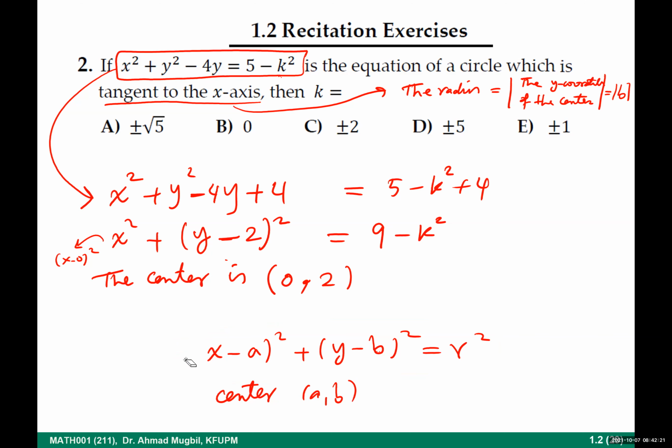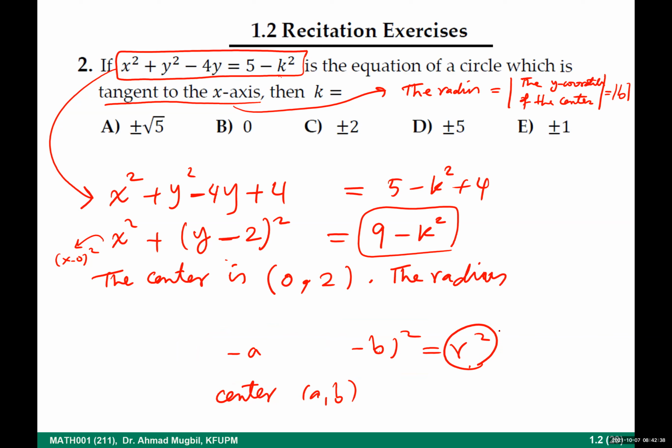Now we said that it is tangent to the x-axis. So what? Let me finish. The radius, what is the radius of this? This is r squared. The radius is the square root of 9 minus k squared. Is it equal to 3 minus k? No, be careful. So this is the radius.